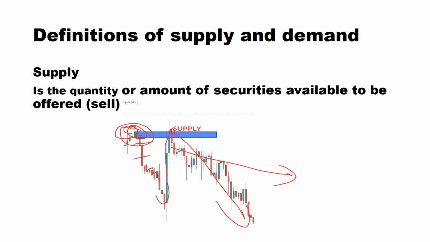But I'm going to state this again. Most of the things in trading do not work independently. So even if you want to use supply and demand, you need to apply what we call confluences. By confluences, you need to put more than two aspects together so that you can get more accuracy, right? So that's the definition of supply.